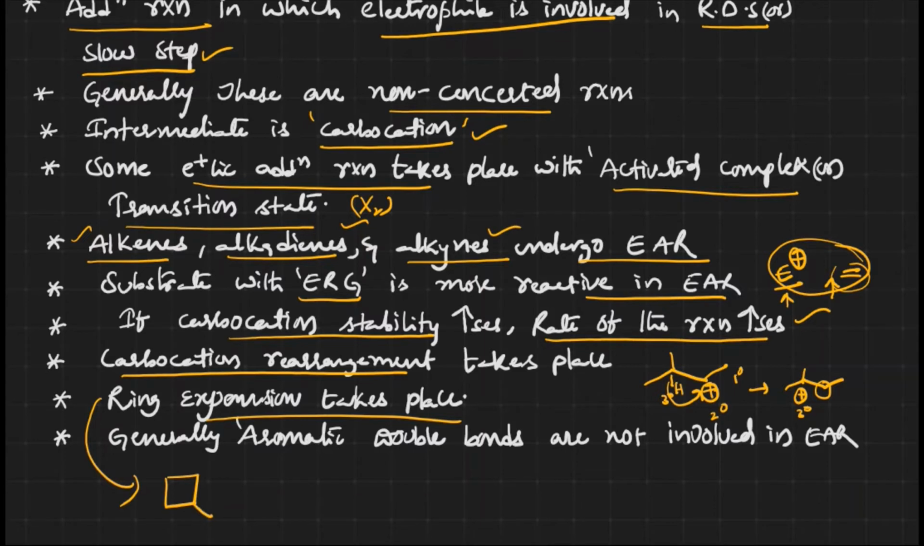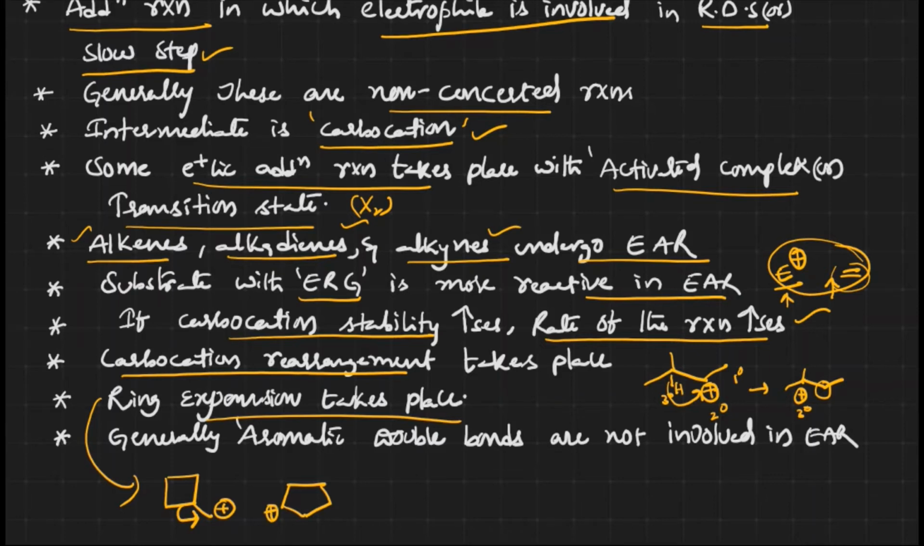Now let us assume a carbocation has generated at this particular position. Generally, 3-member rings and 4-member rings are likely to be unstable because of bond angle deviation. What happens is that by ring expansion, a 5-member ring formation takes place.